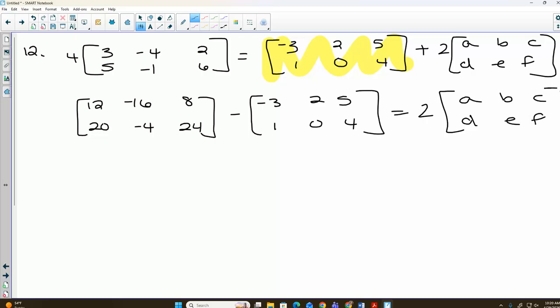Okay, so we can subtract. 12 minus negative 3, so 12 plus 3 is 15. 16 minus 2 is negative 18. 8 minus 5 is 3. 20 minus 1, 19. Negative 4 minus 0 is negative 4. 24 minus 4 is 20.